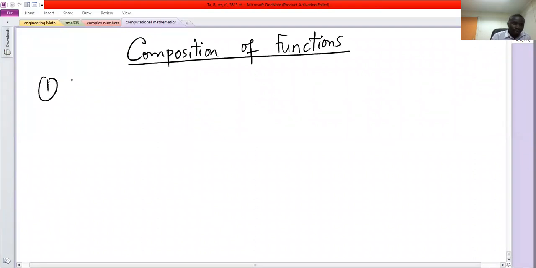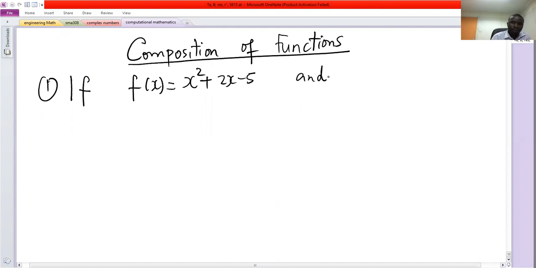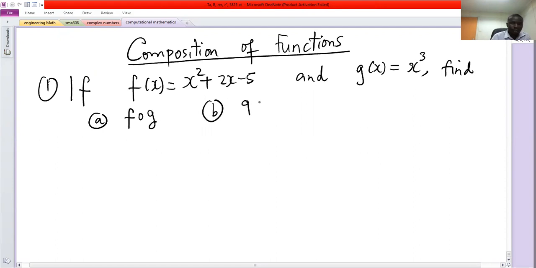First problem. If f of x is given by x squared plus 2x minus 5, and g of x is given by x cubed, find: A, f composed with g; B, g composed with f; C, f composed with g at 2; D, g composed with f at minus 4.